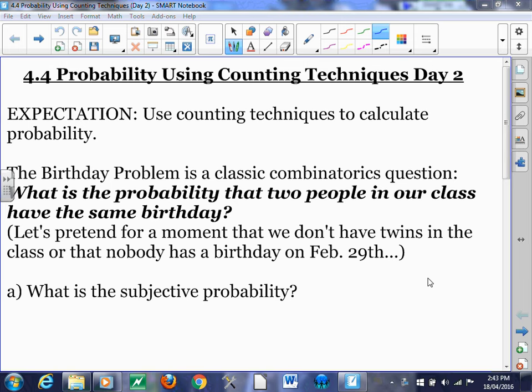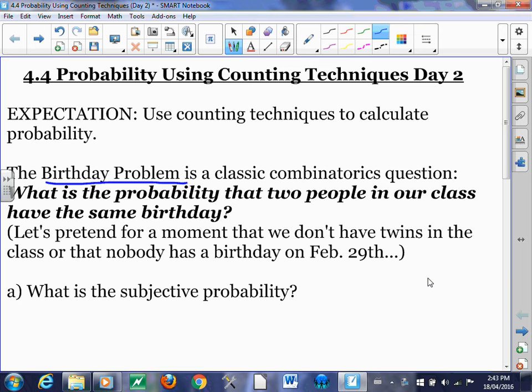Hello class and welcome to lesson 4.4, probability using counting techniques, day 2. So today we're going to continue to use counting techniques, although we're going to give a little harder level of difficulty. We're still going to be focusing on probability. We will examine today a birthday problem.